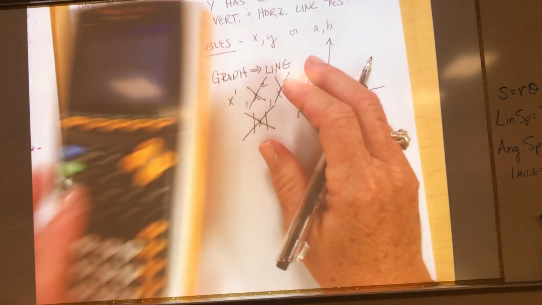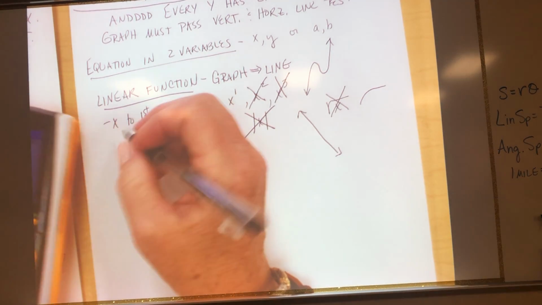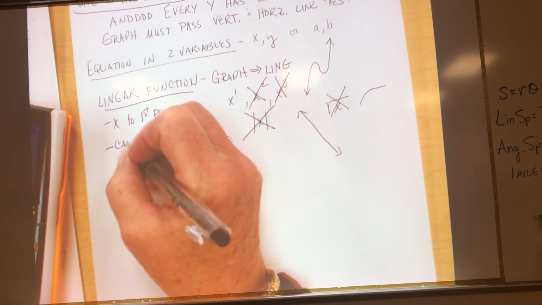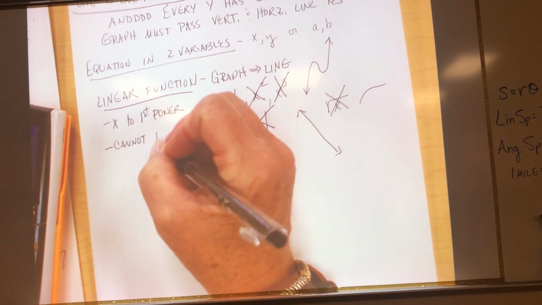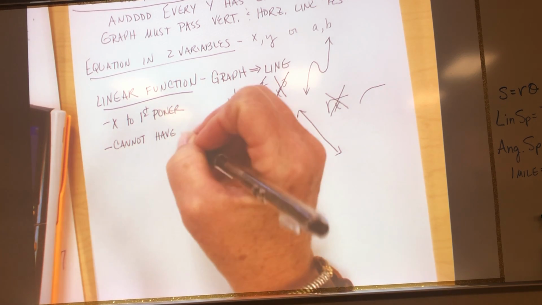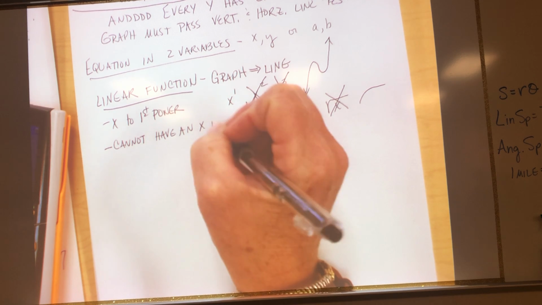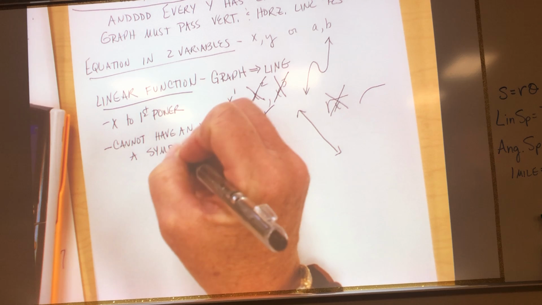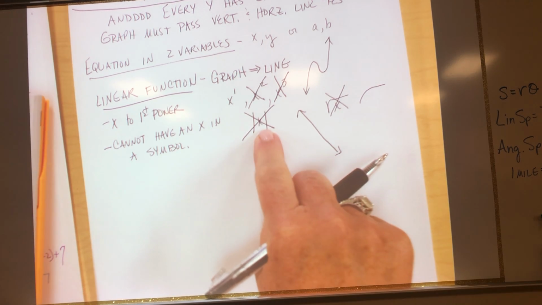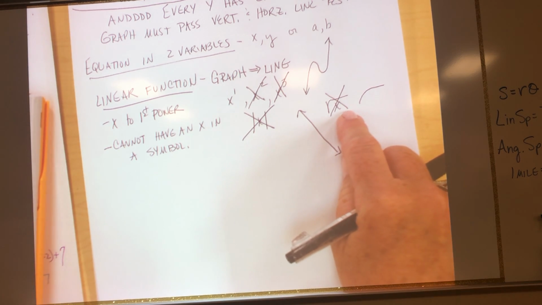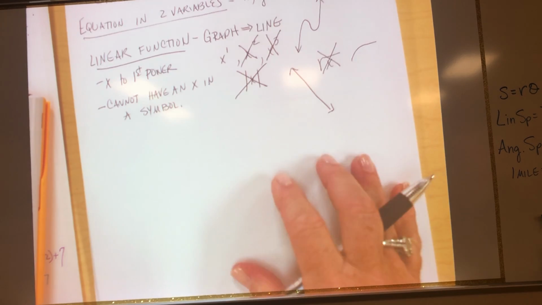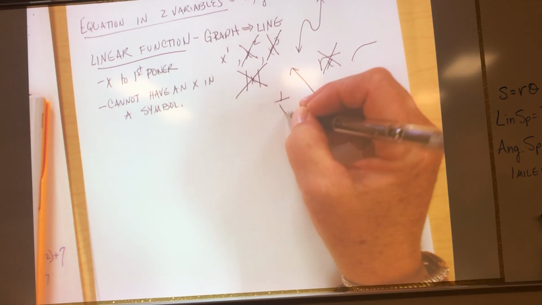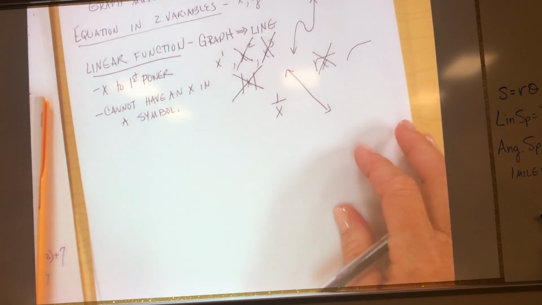So let's say you cannot have an x in a symbol. Do you know what I mean when I say that? Like it can't be in the absolute value symbols. It can't be under a radical, okay? What if I put an x in the denominator? Let's find out.